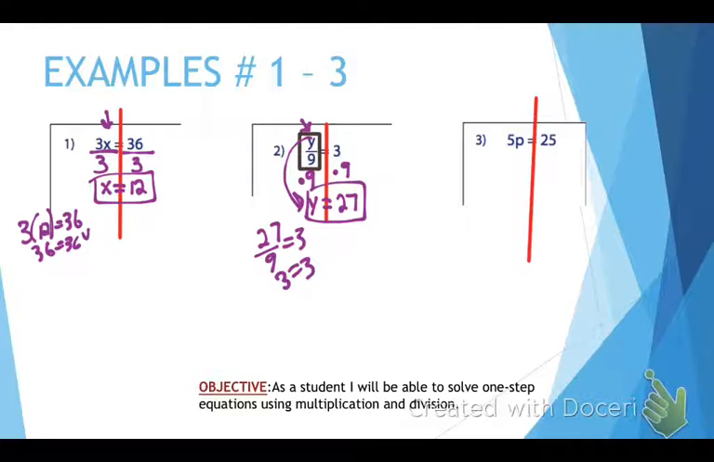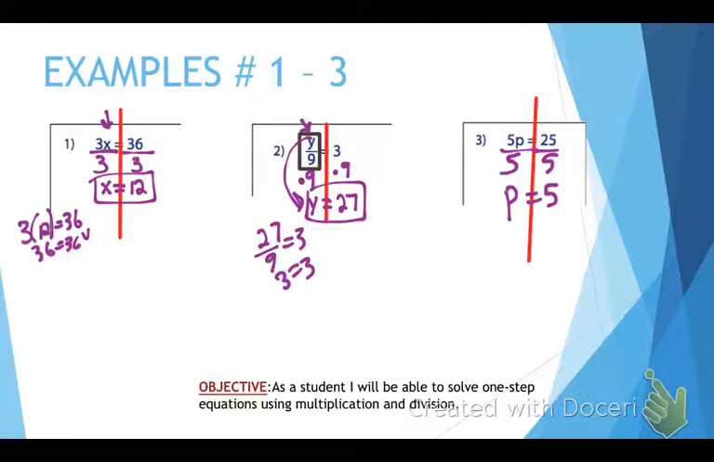Draw our line. Okay. And what do we have? Well, we have 5p. Remember, when the variable is next to the number, it means multiplication. We're going to go ahead and do the opposite of multiplication, which is division. Okay, 5p. We're going to use our fraction bar. 5p divided by 5. Do that to both sides because remember, what you do on one, you must do on the other. That is the golden rule of algebra. Okay? All right, the p drops down, and 25 divided by 5 is 5.